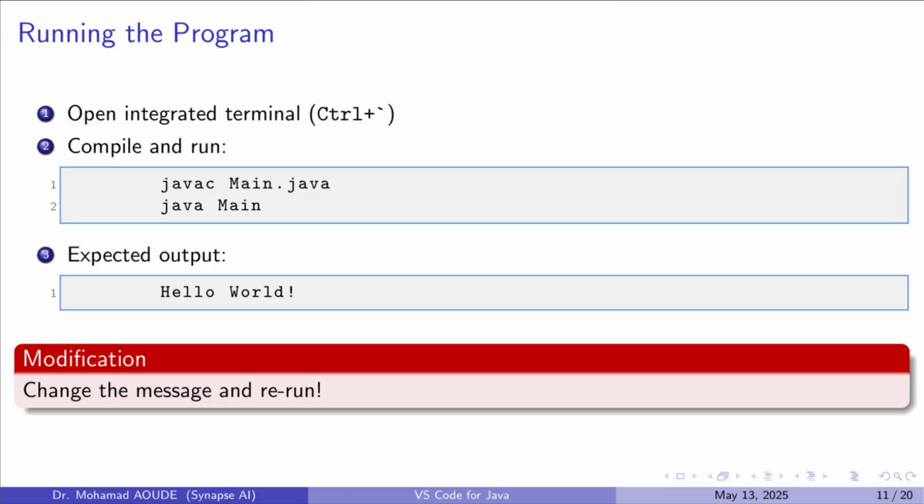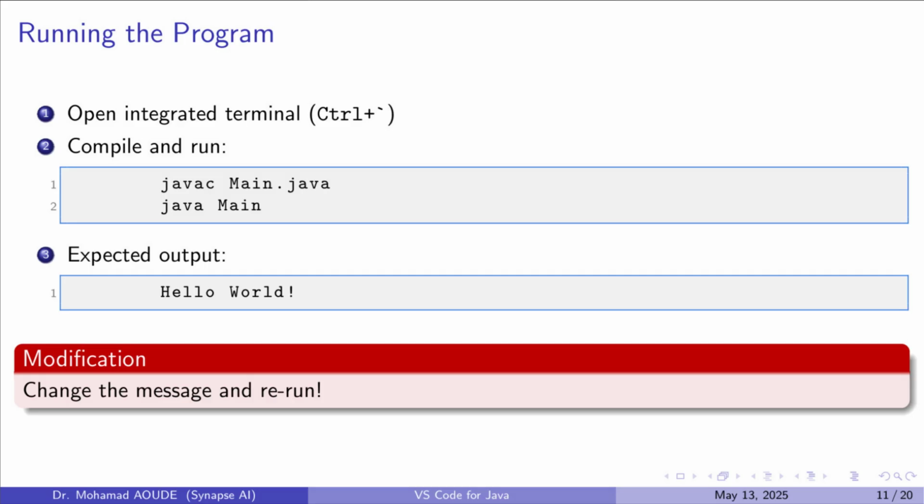Time to run our first program. Open the integrated terminal in VS Code again, Ctrl+backtick. Make sure you are inside your my-first-java-project folder. Java is a compiled language. First, we compile the code using the Java compiler, javac. Type javac Main.java and press enter. If there are no errors, this command will create a Main.class file, which contains bytecode that the Java Virtual Machine can understand. Second, we run the compiled bytecode using the Java Virtual Machine, java.